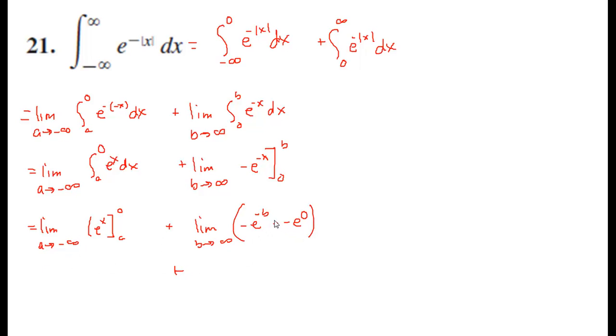This, by the way, as b gets large, e to the negative b is going to be essentially a very small number. This is going to go to 0. This whole part here is going to be 1. And then over here, the limit as a approaches negative infinity of e to the 0 minus e to the a. Well, as a goes to negative infinity, this is going to go to 0. So we end up getting 1 plus 1, where the answer is 2.